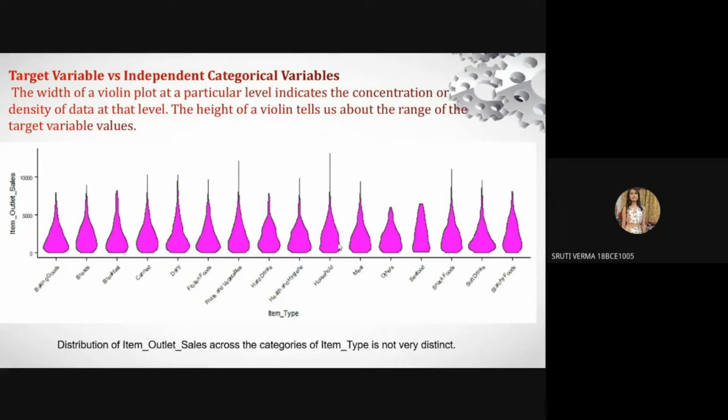The target variable versus the independent categorical variables. The width of the violin plot at a particular level indicates the concentration or density of data at that level. The height of a violin tells us about the range of the target variable values. We have plotted the item type and the item outlet sales. This shows the distribution of item outlet sales across the categories of item type, and it's not very distinct.